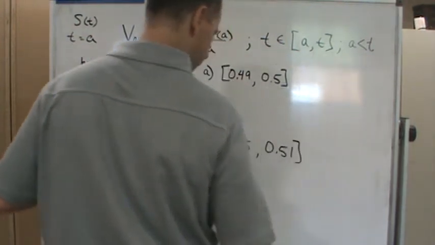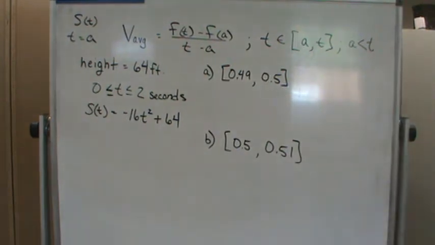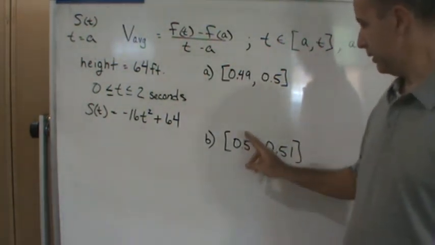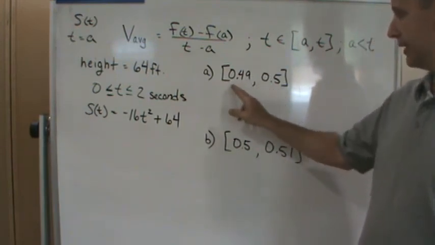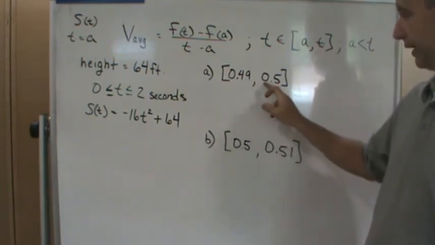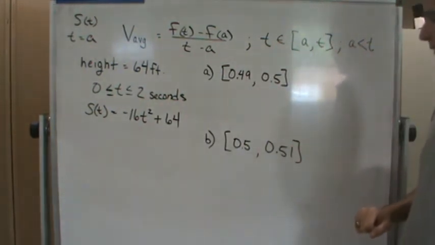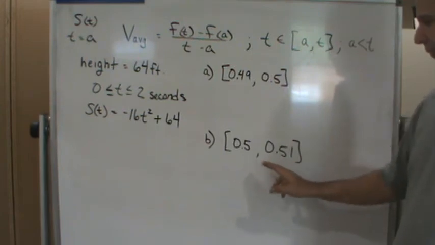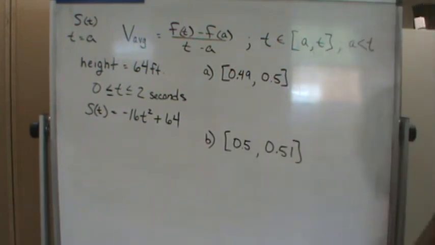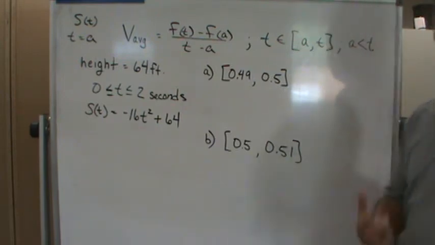Okay, so what are we doing here? All we're doing is we're going 1/10 of a second before 0.5. So we're going 1/10 of a second. No, actually 100th of a second, right? Before 0.5. And we're going 100th of a second after 0.5. And so what we're going to do is use the average velocity based on both of these intervals to come up with an idea of where the instantaneous velocity might be.